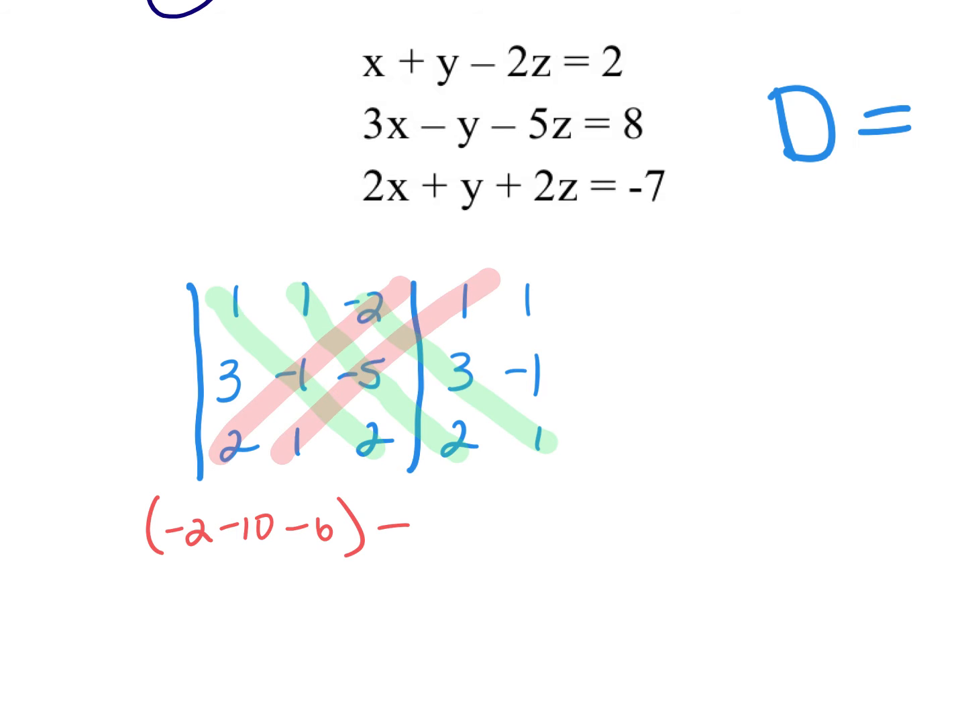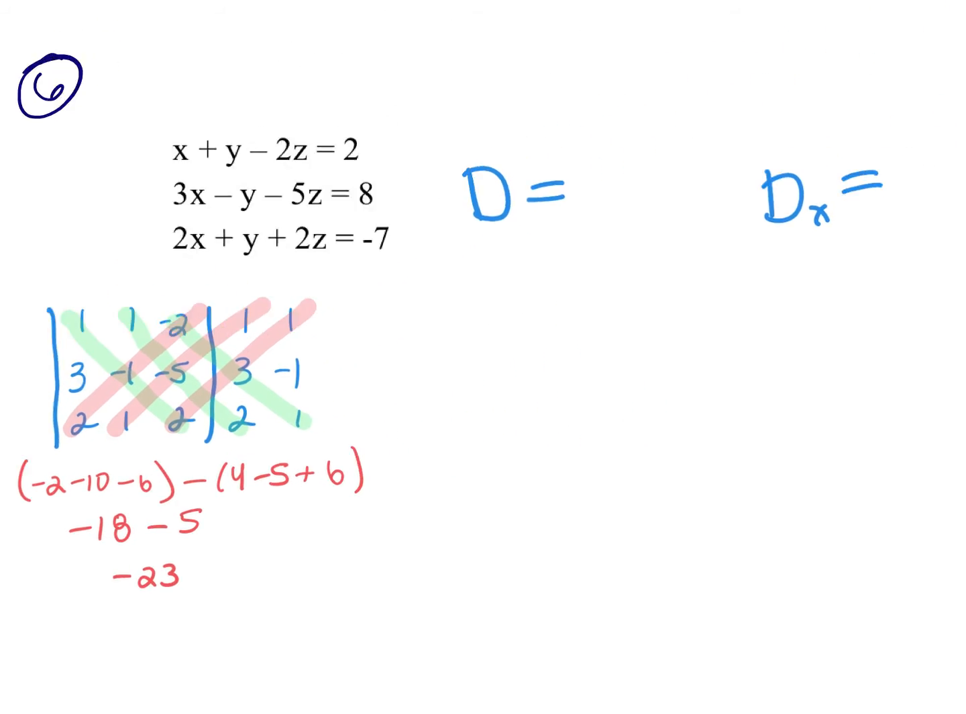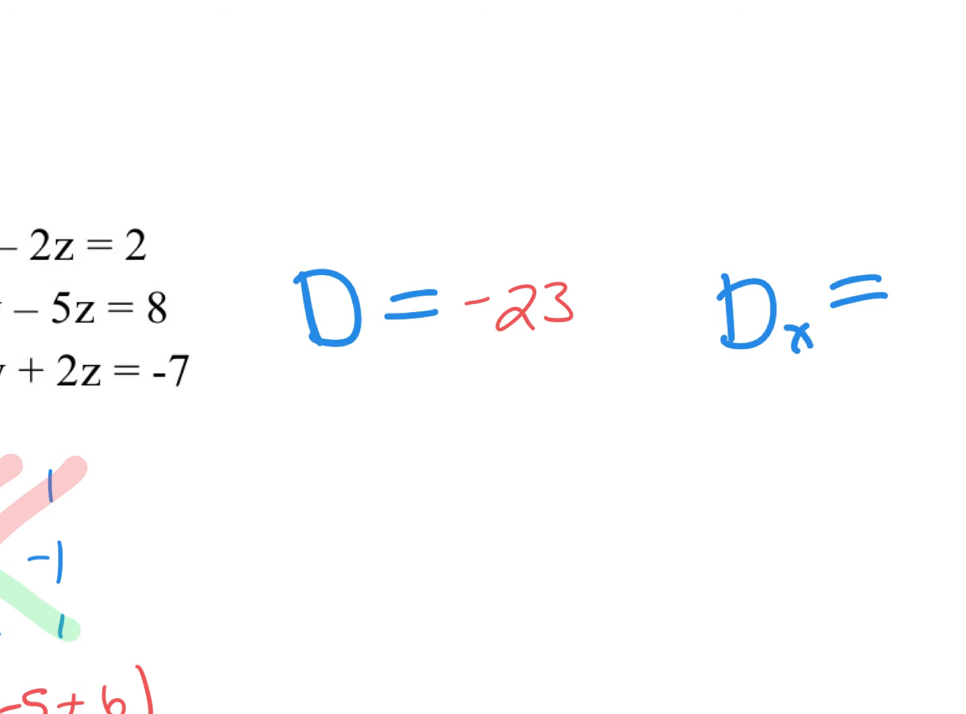Then I have my minors here. 2 times negative 1 times negative 2 is going to give me 4. 1 times negative 5 times 1 is negative 5. 2 times 3 is 6. So simplify your first parenthesis. Negative 2 minus 10 minus 6 is going to give me negative 18. Minus 4 minus 5 is negative 1, right? Plus 6 is 5. So what's negative 18 minus 5? Negative 23. So the determinant for your coefficient matrix is negative 23.